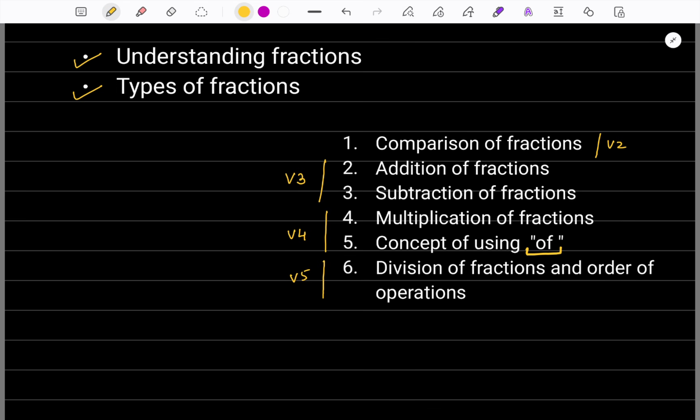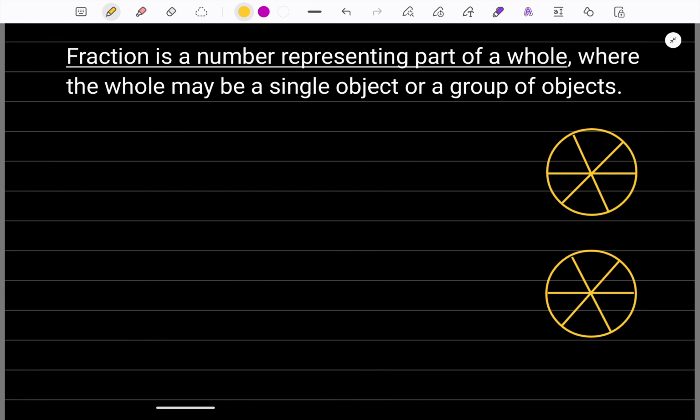And today we start by understanding what exactly we mean when we use the word fraction. Let's look at the definition of fraction. The definition says that it is a number representing part of a whole. So this is what a fraction is, a part of a whole. Now here the word whole can be used to represent either a single object or a group of objects.